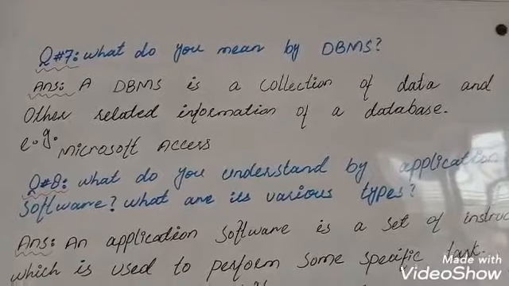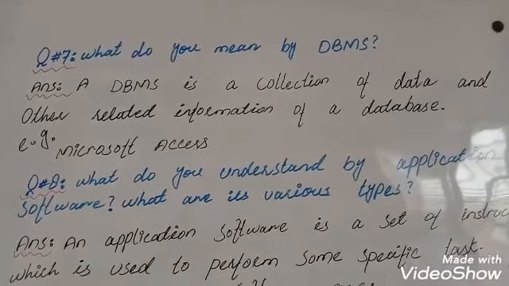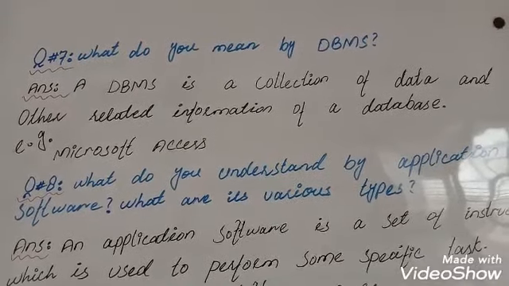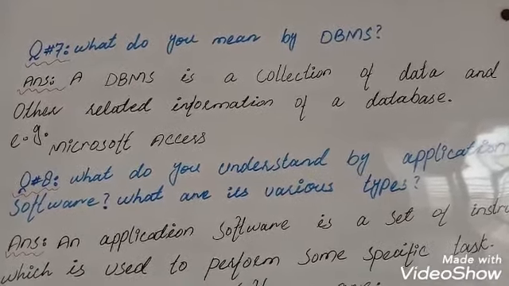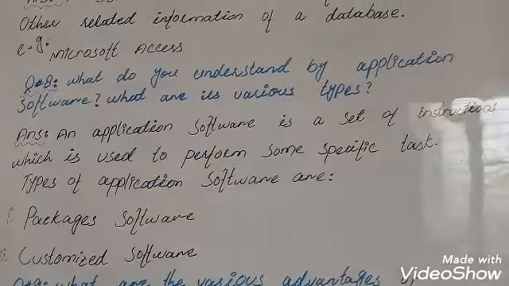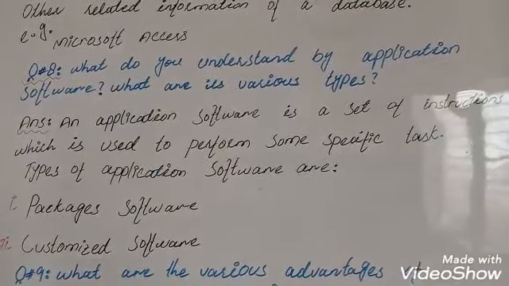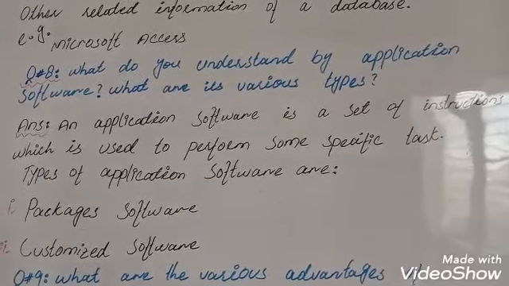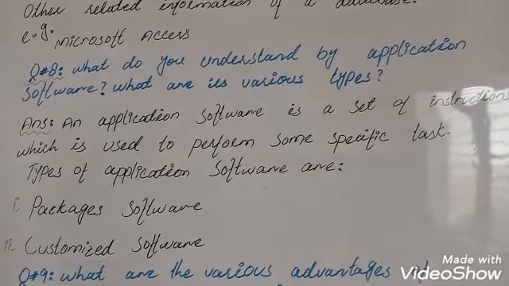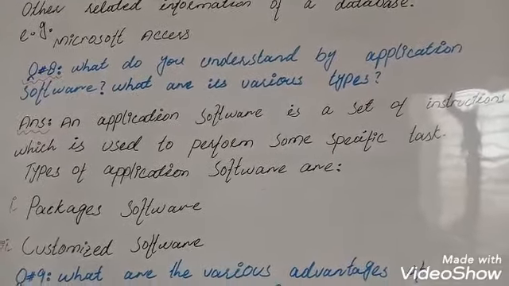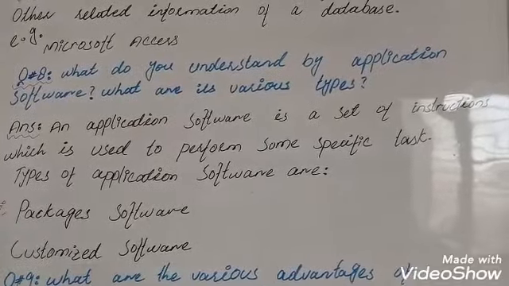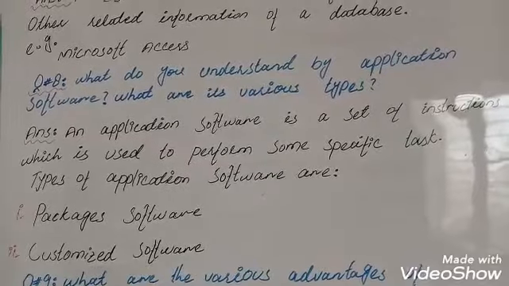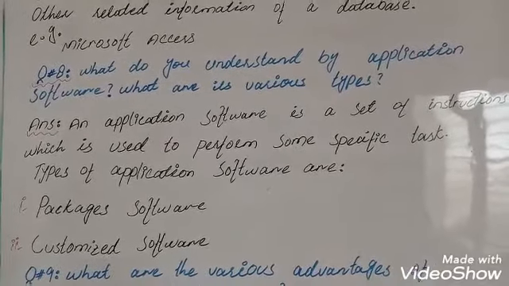Question number 7. What do you mean by DBMS? Answer. A DBMS is a collection of data and other related information of our database. Example Microsoft Access. Question number 8. What do you understand by application software? What are its various types? Answer. An application software is a set of instructions which is used to perform some specific task. Types of application software are packaged software, customized software.